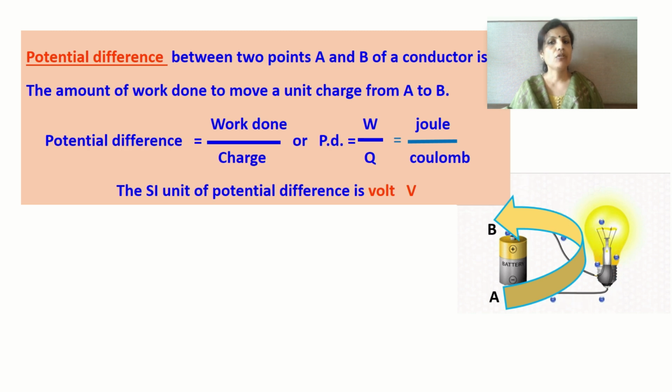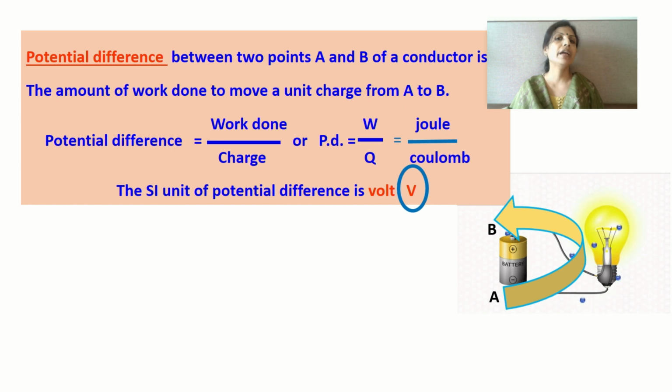The SI unit of work is joule and the SI unit of charge is coulomb, and joule per coulomb is given the name volt. So we can say that the SI unit of potential difference is volt, and it is denoted by the capital letter V. Alright, now I want to define this volt.